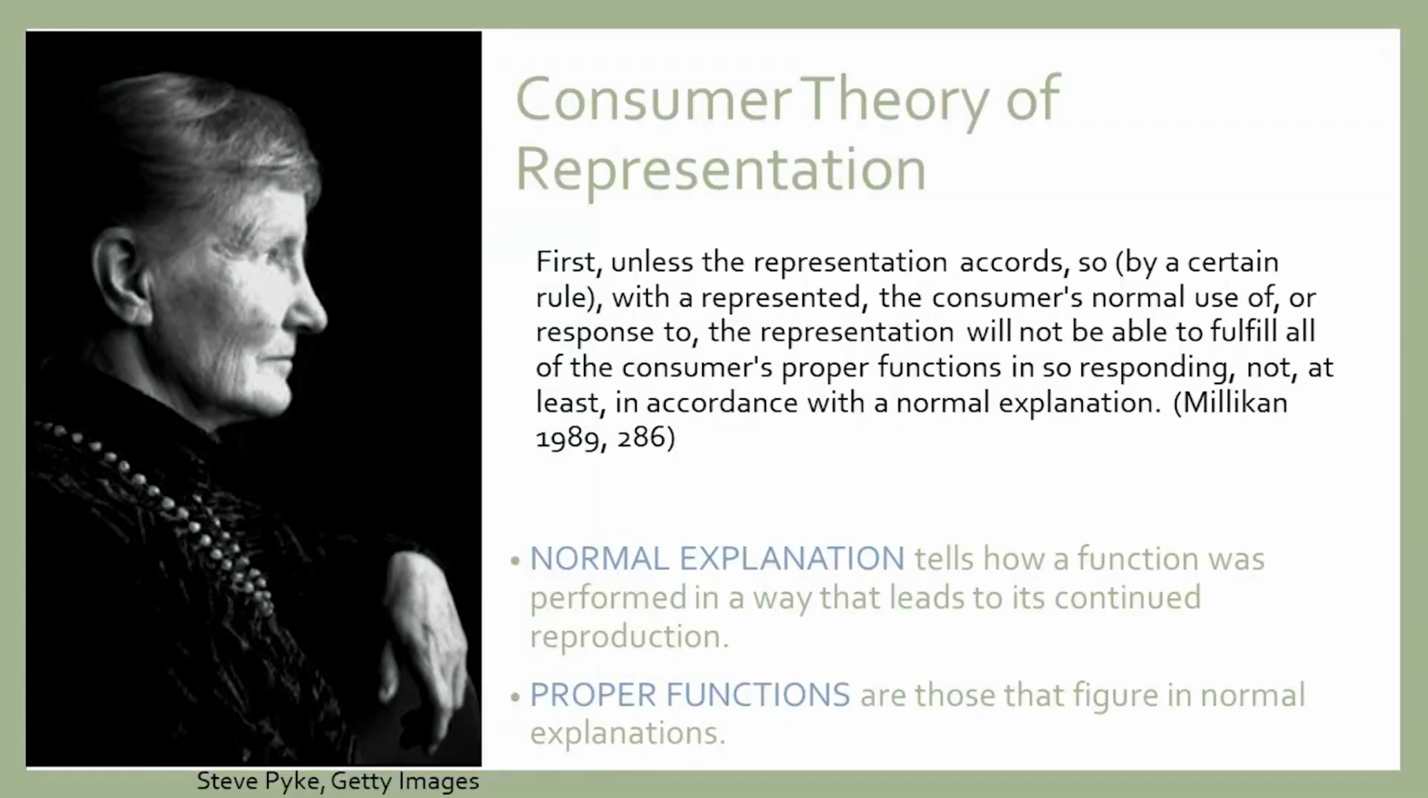Millikan explains the two conditions for representation in this way. First, unless the representation accords so, by a certain rule, with a represented, the consumer's normal use of or response to the representation will not be able to fulfill all of the consumer's proper functions in so responding, not at least in accordance with a normal explanation. And here are two important special terms that Millikan uses. A normal explanation tells how a function was performed in a way that leads to its continued reproduction. And proper functions are those that figure in normal explanations.